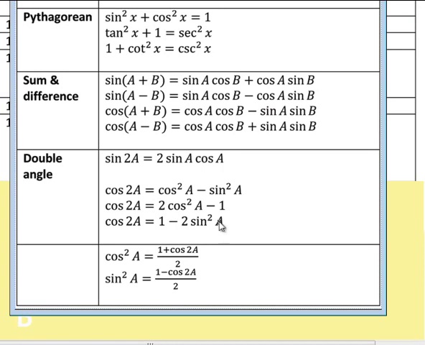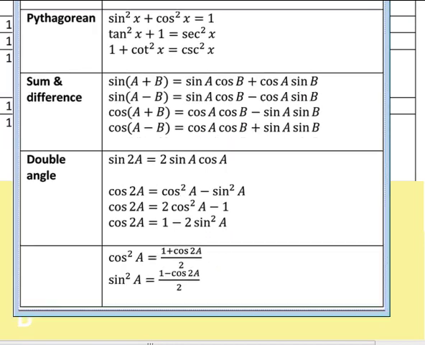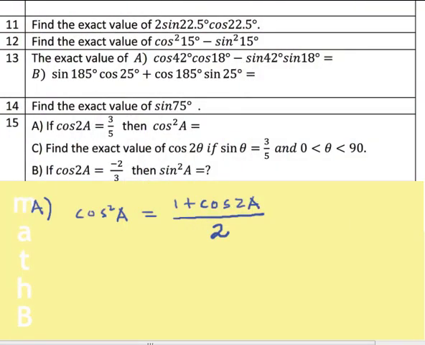So we're using this one right here because that involves the quantities that are given in this example. Here it involves cos 2a, and we want to find cos squared a. So all we have to do is substitute 3/5 for cos 2a. So we have 1 plus 3/5 over 2. And I'm going to simplify that. I'll multiply top and bottom by 5 to get rid of that denominator.